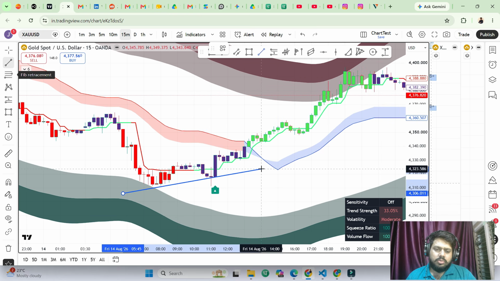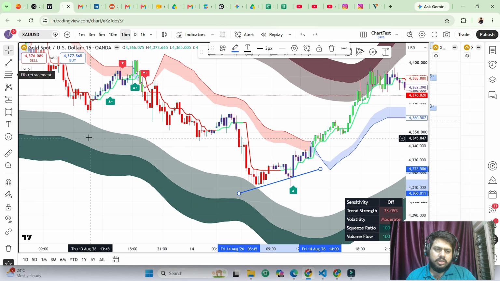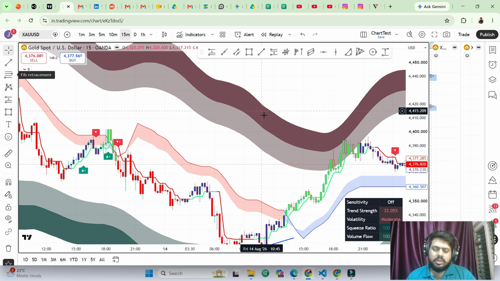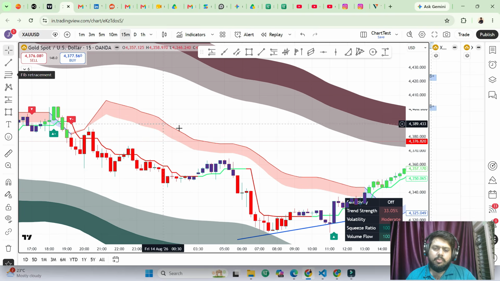So you can observe, whenever you see this particular rejection, then immediately you can observe the buy signal. This is an uptrend signal. Also, these clouds are the reversal zone. It's called a reversal zone, and these are the trend bands.